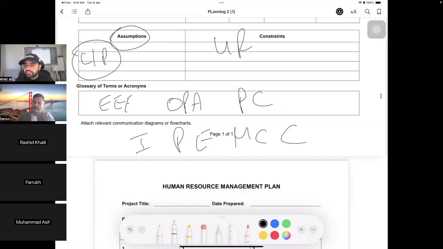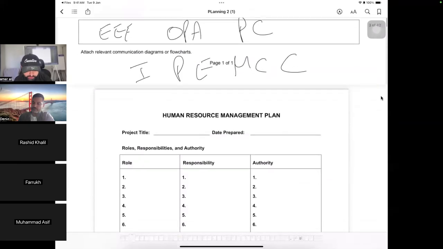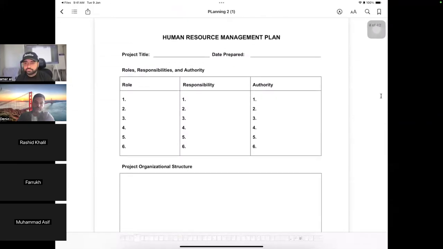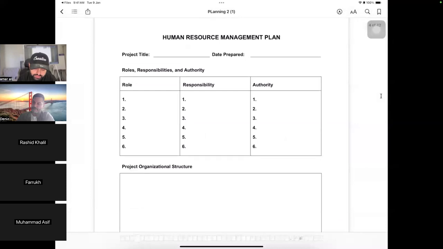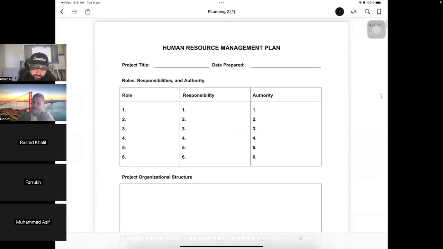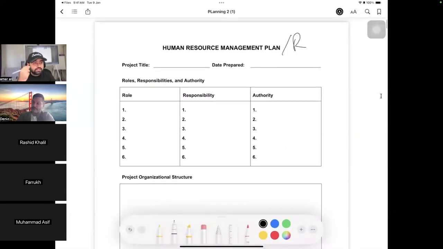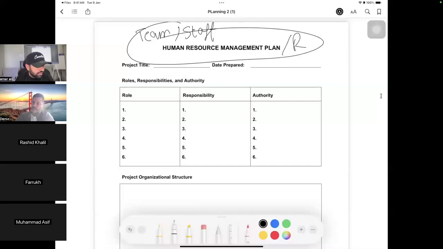Okay. So we have discussed the stakeholder plan and the communication plan. Anyone has any question, please feel free to ask. Then sometimes it is called the human resource management plan. Sometimes it is called the resource management plan. Or some authors even say team or staff management plan. All mean the same: how you are going to manage your team.